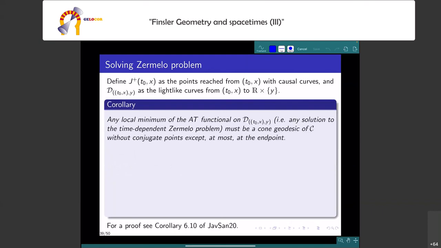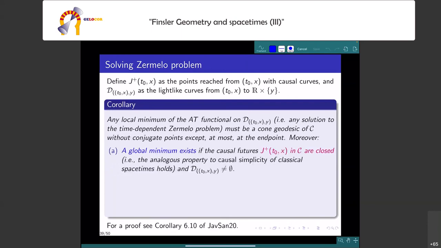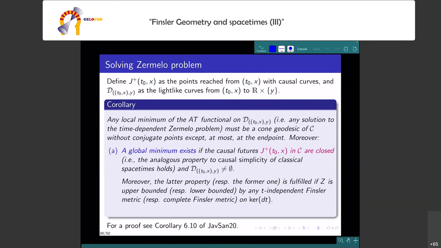With all this, it turns out that you can solve the Zermelo problem using basically causality. I don't want to give many details, but we have said already that the solution to the Zermelo problem using the cone structure associated to it is always a cone geodesic, and then a Lyapunov geodesic of a certain Lorentz Finsler metric. But the point is that we can find a global minimum if the causal cones are closed. This is the same as causal simplicity of classical spacetimes.